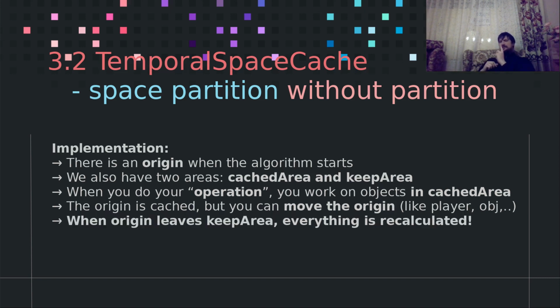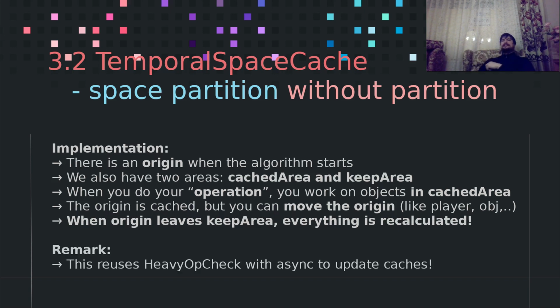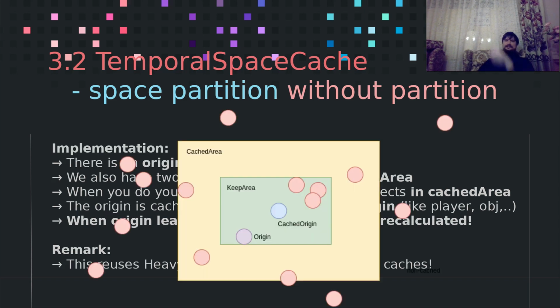But when the real current origin, like the camera, the thing that you are moving and want to snap, or the player, moves and leaves the keep area, that is also stationary, then everything is recalculated. That's the point when everything is recalculated. And just a remark, this reuses the HeavyOpCheck already. We have one thing as a building block, and this is the second, which already reuses the first one. And of course it also uses asynchronicity to update caches.